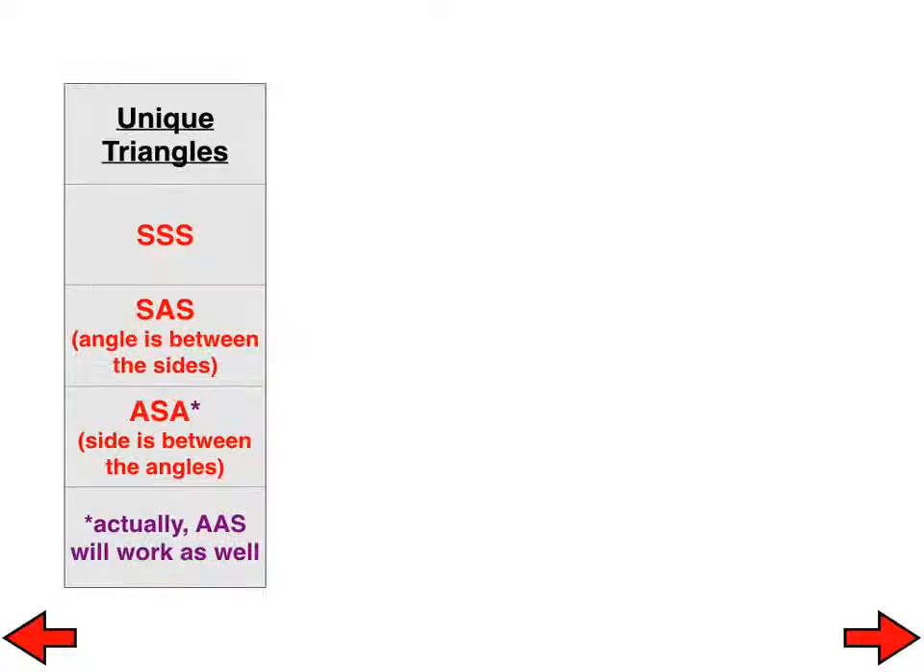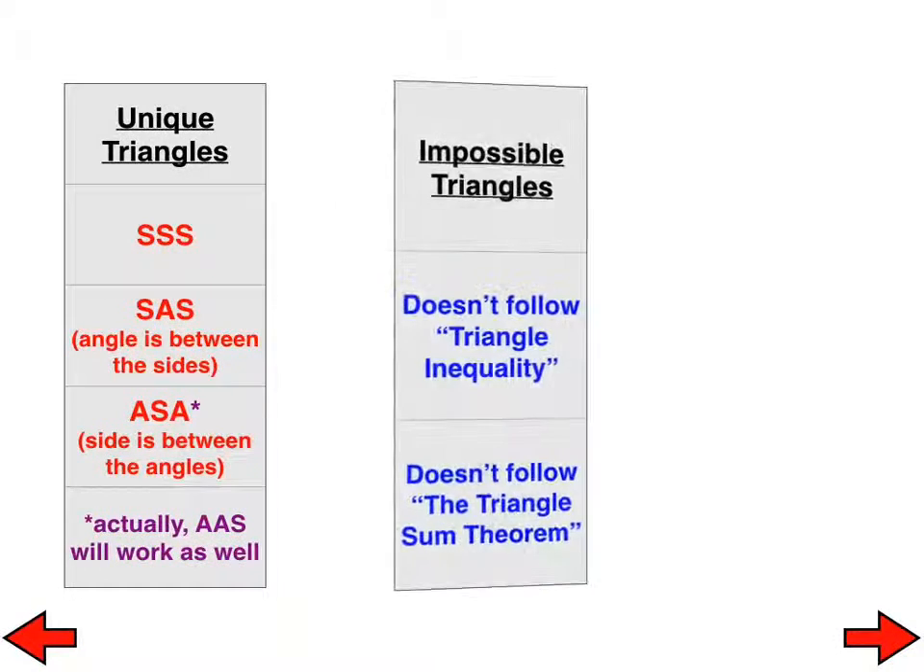If I gave you an angle in between two sides, that would make a triangle, and you would all draw exactly the same triangle. If I gave you a side in between two angles, that would make a unique triangle. And if I gave you an angle and then another angle and a side not in between them, that would actually make a unique triangle as well.